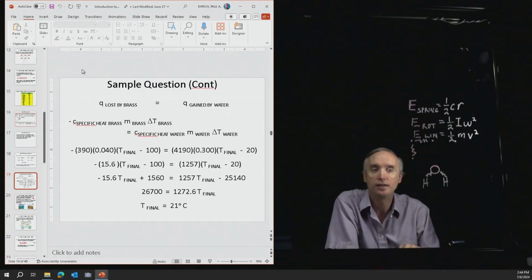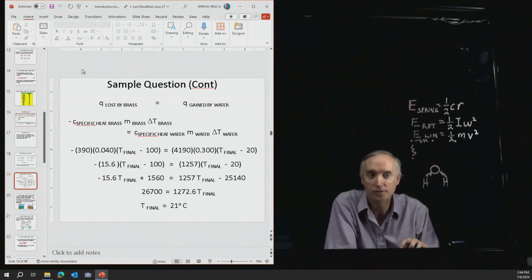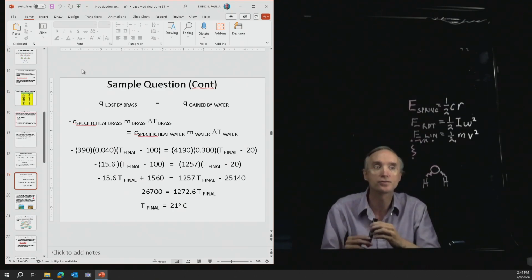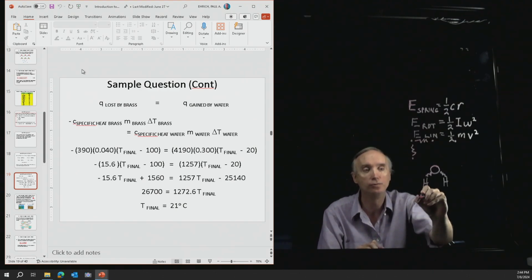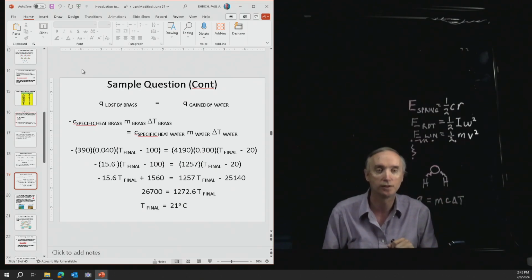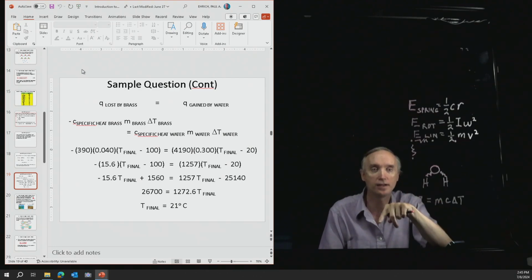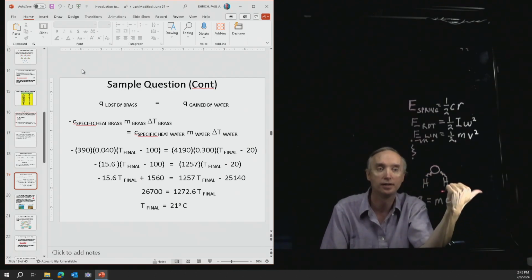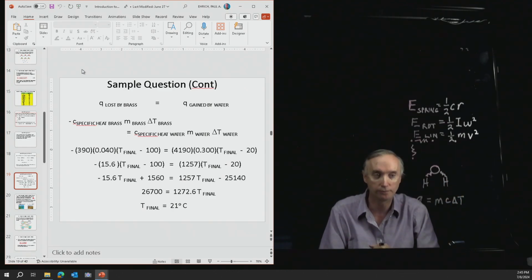So notice that the heat lost by the brass has to go into the water. And so the heat lost by the brass is going to be equal to the amount of heat gained by the water. So now we're going to write down this formula that Q is equal to mc delta T. We're going to write that on both sides of the equation. So on the left-hand side, that's going to be the Q for the brass. On the right-hand side, that's going to be the Q for the water.